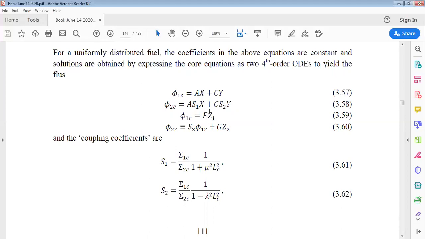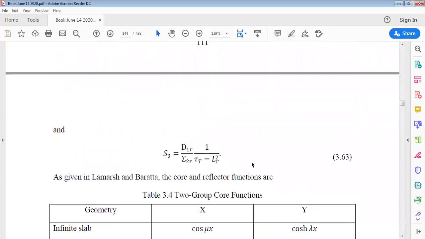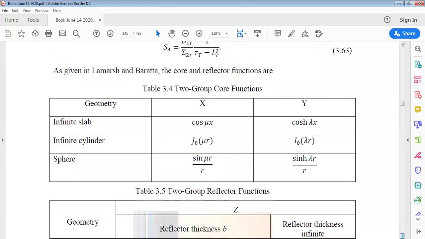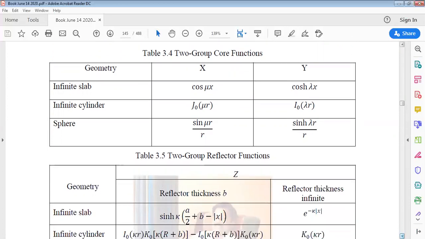Now, similarly for the reflector, you look for functions z1 and z2. So phi 1r satisfies f z1, and phi 2r again is related to this by a coupling coefficient s3 and g. Now, when you put in all these assumptions in those 4 equations, then you get coupling coefficients s1, s2, and s3. And the functions are x and y. For a slab, they're just cosine and hyperbolic cosine functions. For an infinite cylinder, they are the Bessel functions J0 and I0. For a sphere, it's sine over r and hyperbolic sine over r.